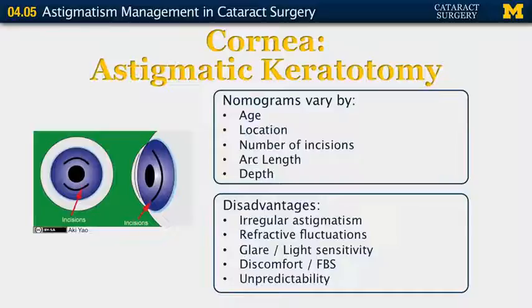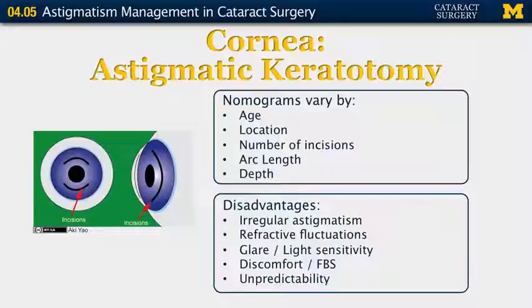One is the patient age, the location of the astigmatism, the number of incisions that you're aiming to do, the length of the arc, and the depth of the cut. All of these variables will alter the amount of astigmatism that is corrected.